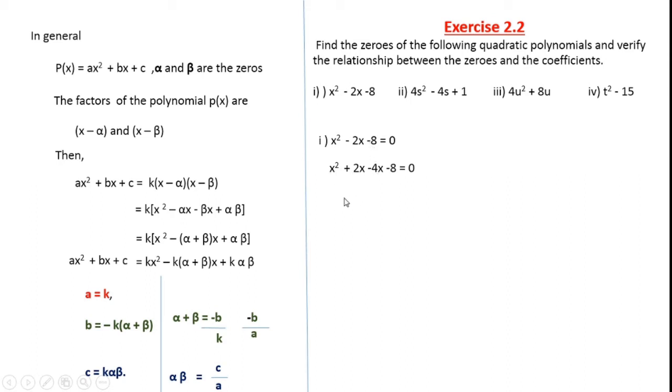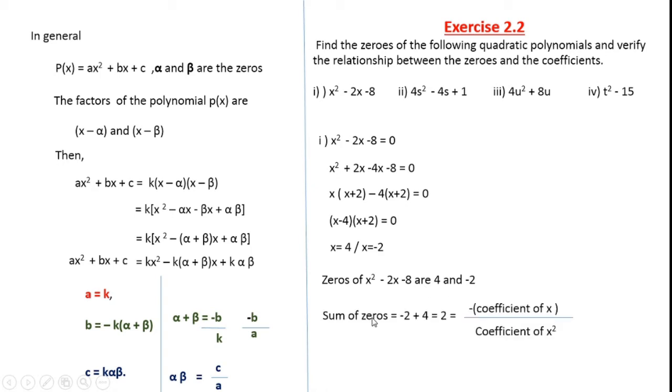So in the first two terms, x is the common factor. So x into x plus 2. Minus 4 is the common factor, so minus 4 into x plus 2. So x plus 2 is common. So x minus 4 into x plus 2 equal to 0. The factors are x minus 4 and x plus 2. So we got x equal to 4 and x equal to minus 2. The zeros of x square minus 2x minus 8 are 4 and minus 2.